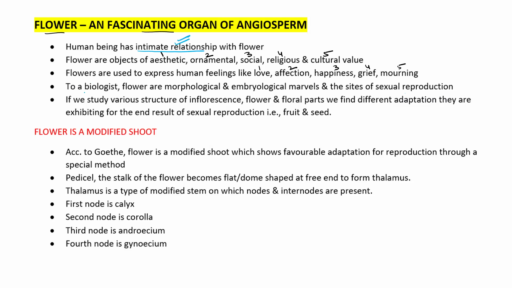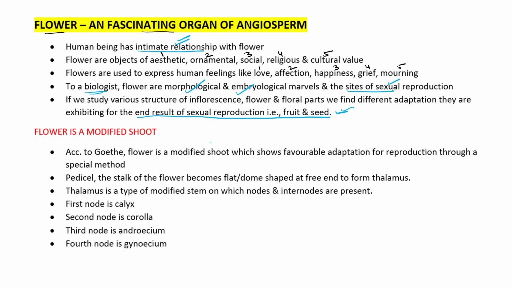But according to biologists, flowers are morphological and embryological marvels and they are the site for sexual reproduction. When we see a flower or its parts, we find they show different types of adaptations to achieve the end product of sexual reproduction. That end product of sexual reproduction is fruit and seed. Now, a flower is a modified shoot.